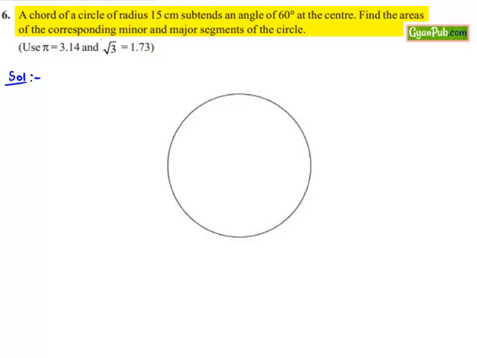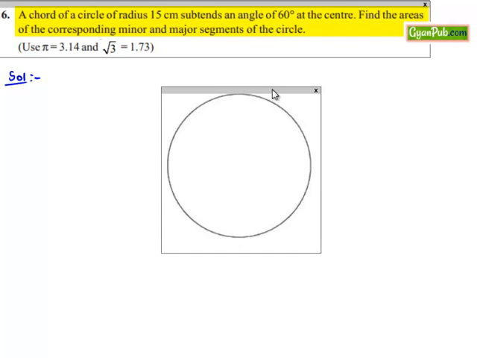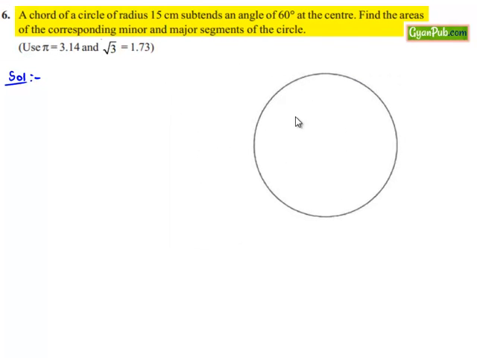Let us consider a circle as shown in the figure. Let its center be at O, and here the radius of the circle is given as 15 centimeters. Let AB be an arc subtending angle theta that is equal to 60 degrees at the center. He asked us to find the areas of the corresponding minor and major segments of the circle.